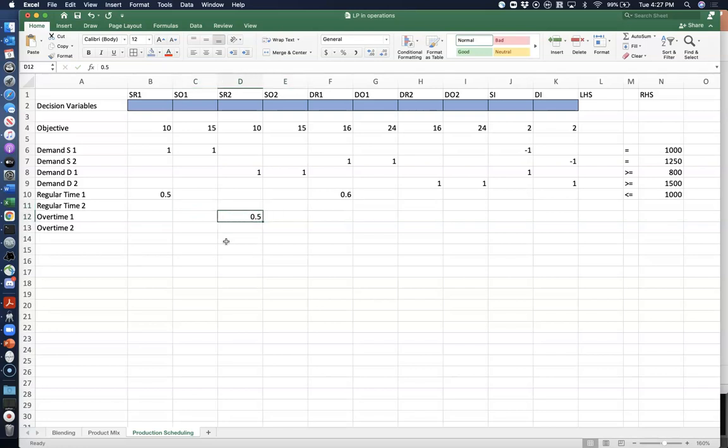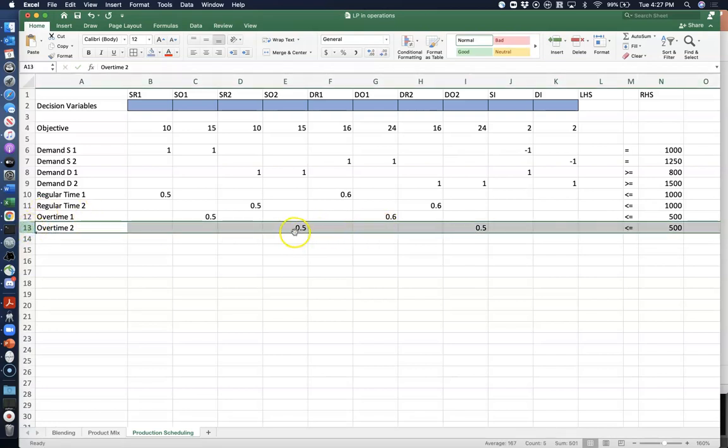So you're writing the regular time constraints first. So it's going to be 0.5 here, 0.6 here is less than or equal to 1000. So the 2 regular time constraints over the 2 months. Similarly, 2 overtime constraints. Less than or equal to 500 hours. Similarly, less than or equal to 500 hours, right?